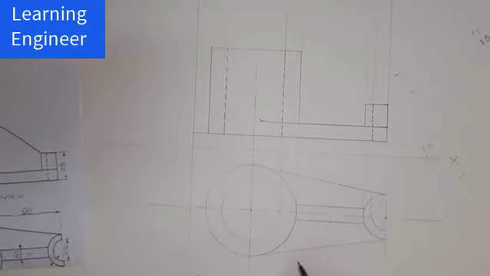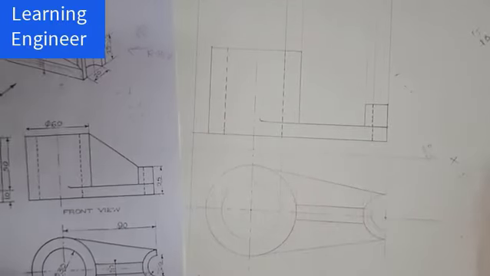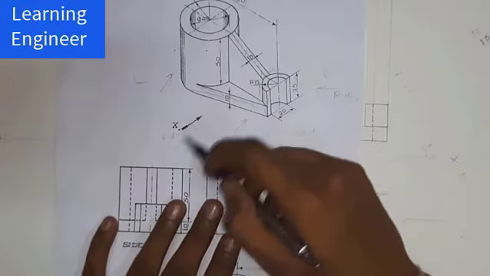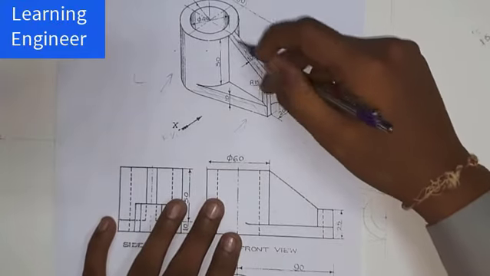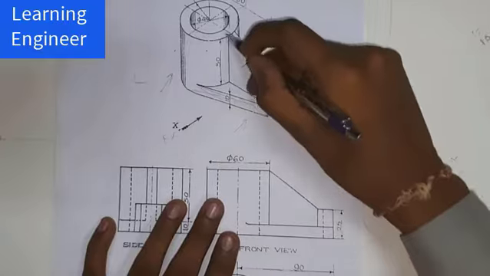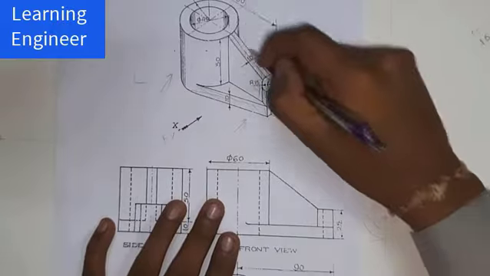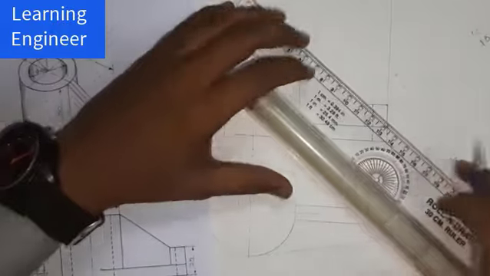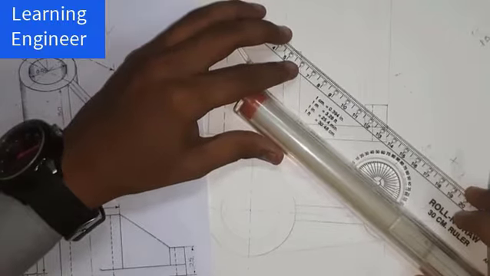Okay, this is our top view, this is our front view. Now when I am seeing in the direction of X, this rib will be visible. Looking from here, the rib will be visible, and what will it join? This point and this point. So directly join these two end points.